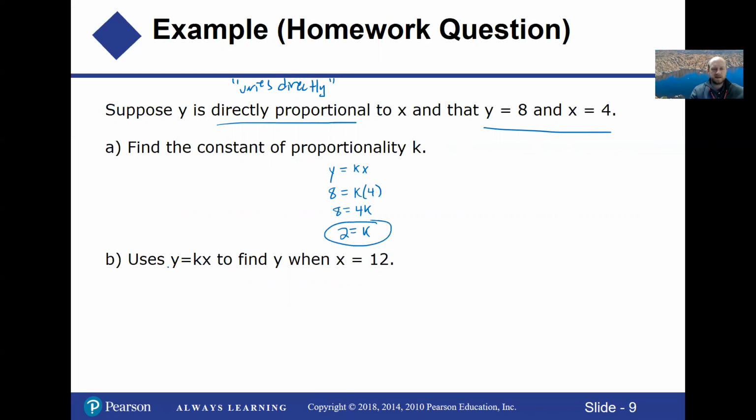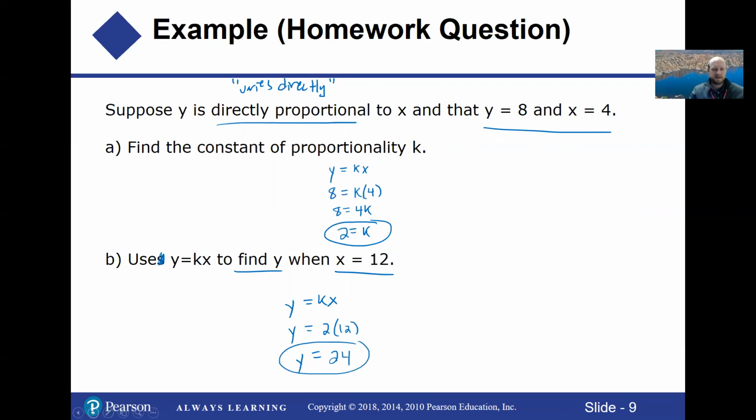Now we're going to use this. So this should just say use y equals kx to find y when x equals 12. So I take my formula y equals kx and I substitute. We want to find y. We know now what k is. K is 2, and we know x is equal to 12. And when x equals 12, then y is going to be equal to 24.